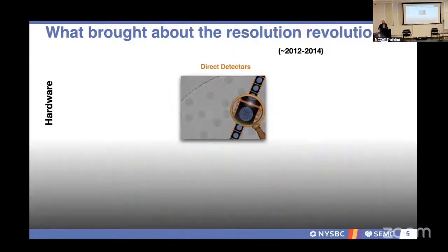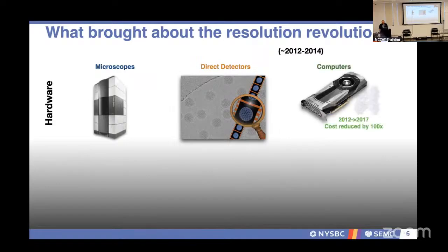What has brought about this is a lot of hardware and software developments. About a decade ago, direct detectors came out, microscopes became a little bit more user-friendly and stable, and driven by not only the Bitcoin farmers and gamers, GPUs became a lot cheaper, therefore computation became more and more affordable.